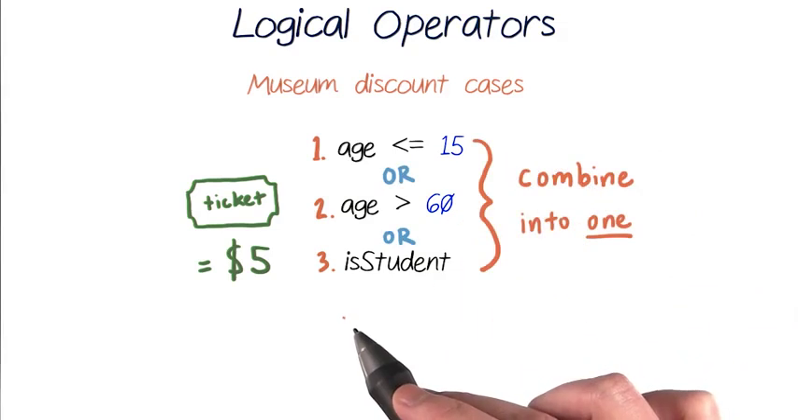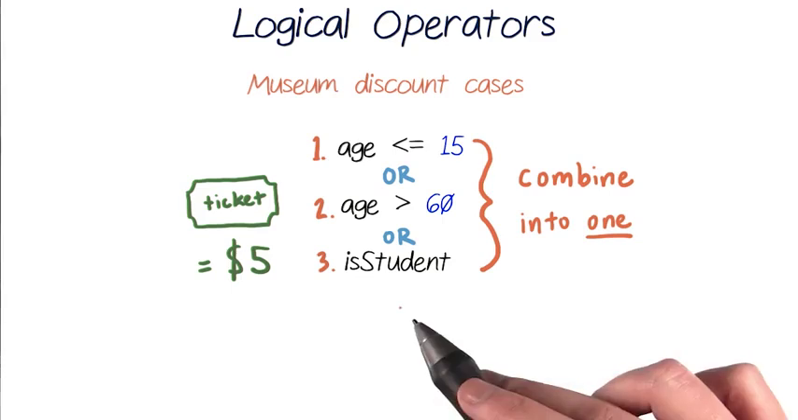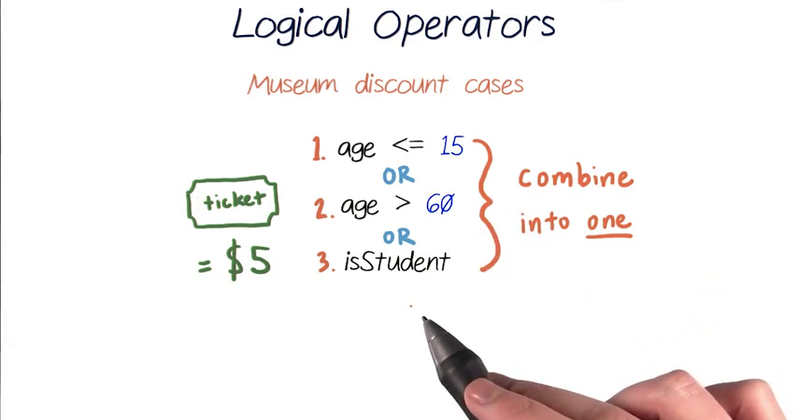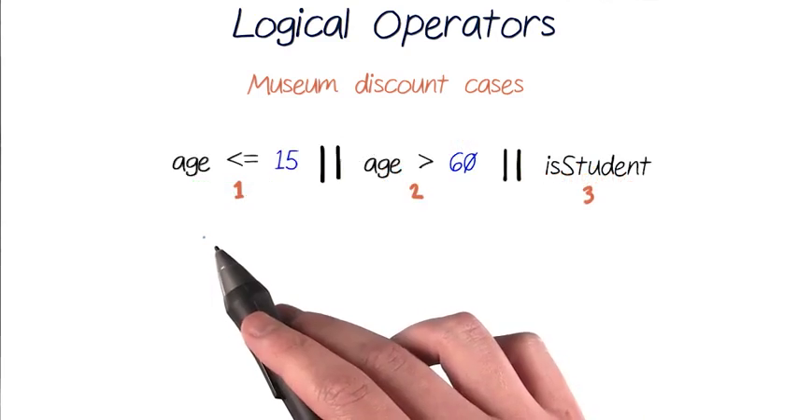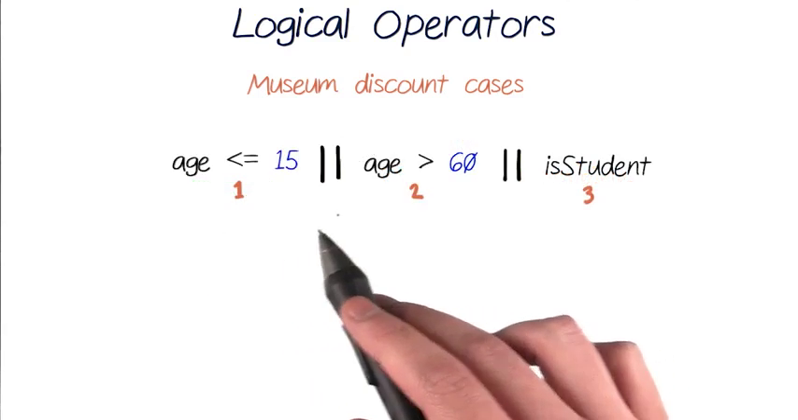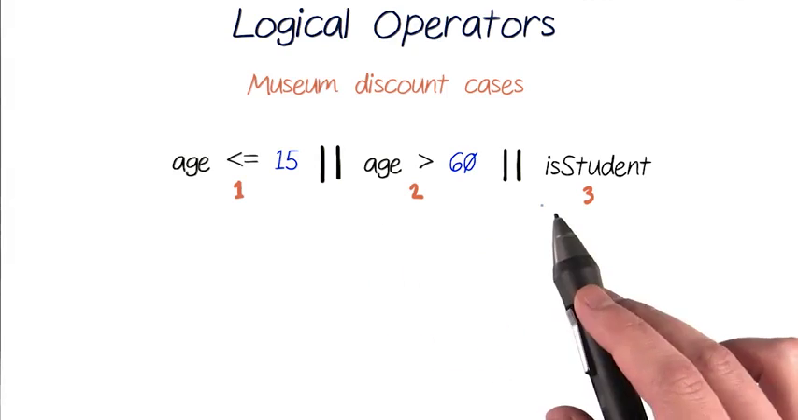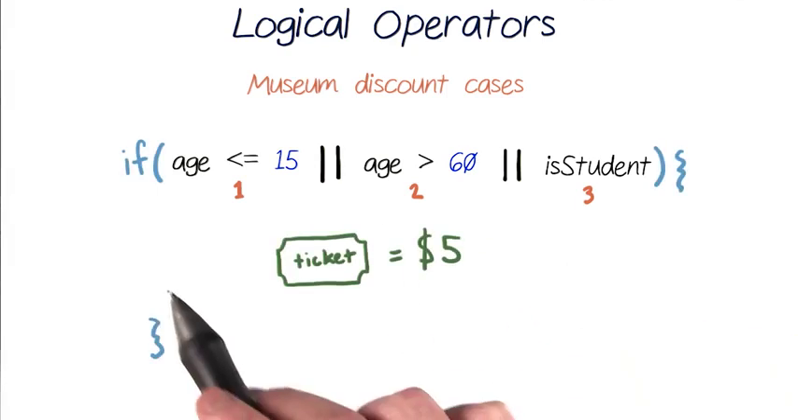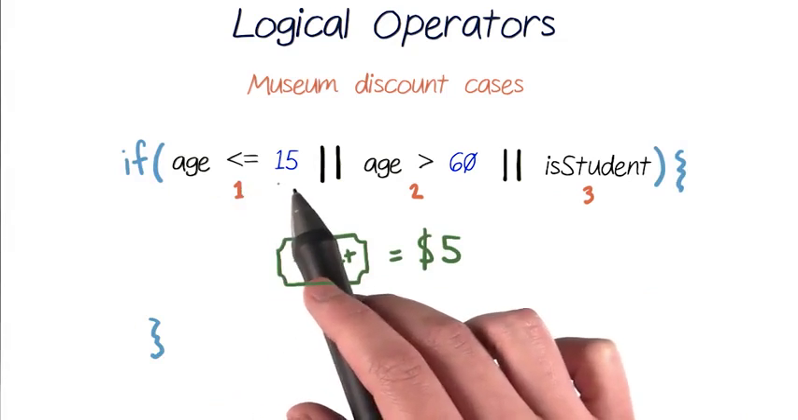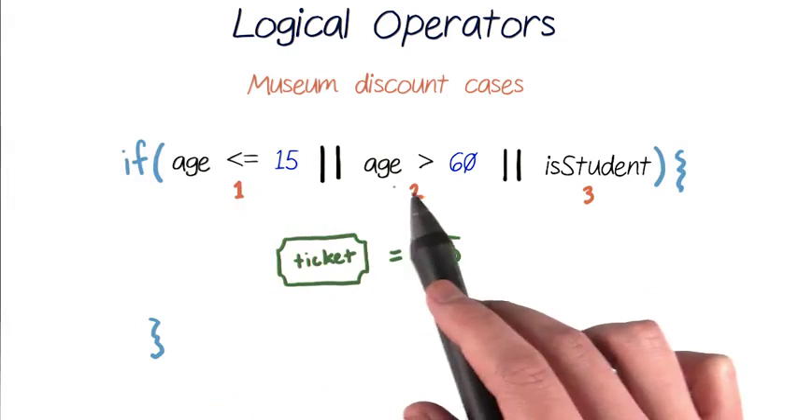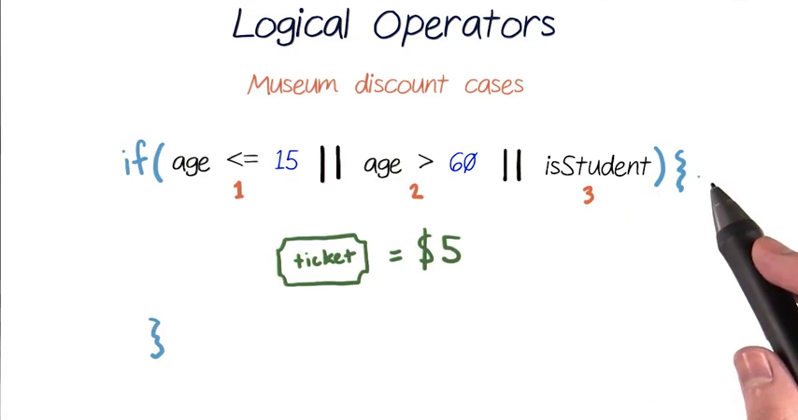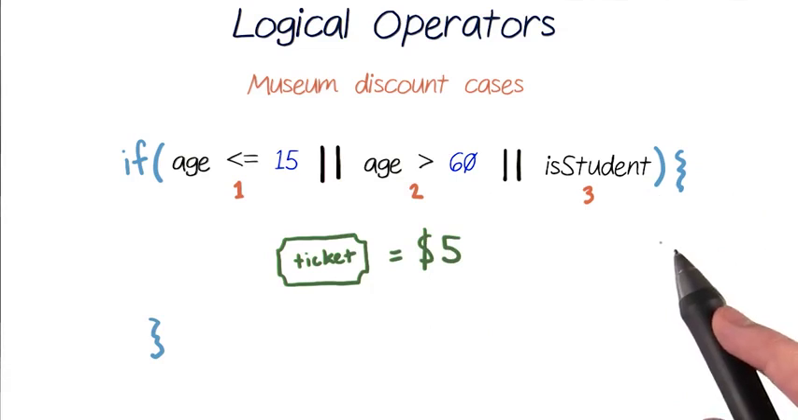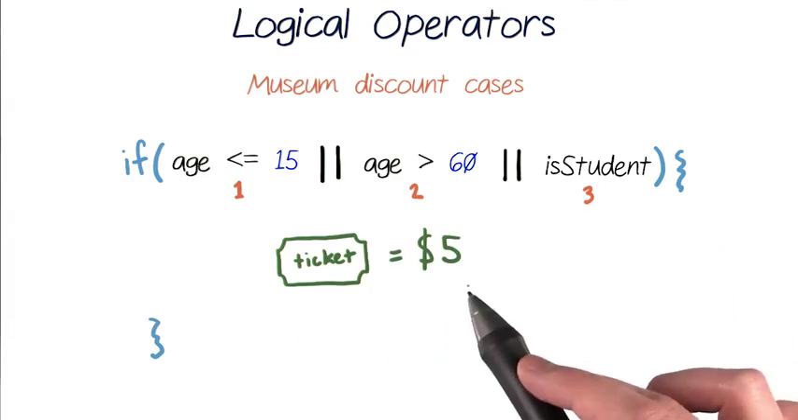And we can combine all these conditions into one big Boolean expression by using 2 OR operators. These operators will say that if a single one of the age or student conditions is met, then we can apply the discount. And in code, that looks like this. Our first OR combines our 2 age conditions, and the second combines those with our student condition. And this checks if age is less than or equal to 15, or age is greater than 60, or if someone is a student. And if any one of those 3 conditions is true, we'll enter our if block of code and set our ticket to a discount price of 5.